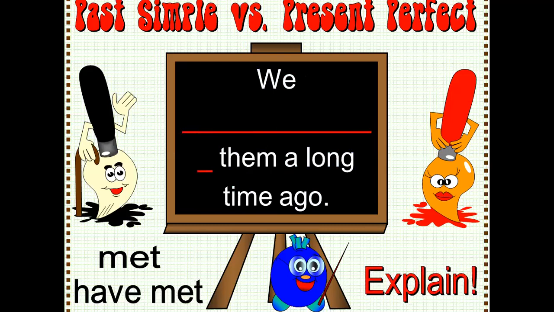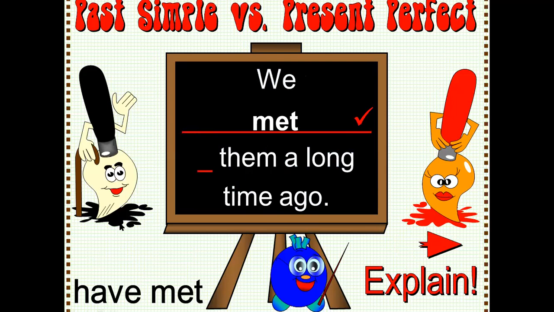I think this is the last sentence in this. We, them, a long time. We met them, because it's, of course, definite and it's limited. I know the date of the action, okay? So I say we met them a long time ago.